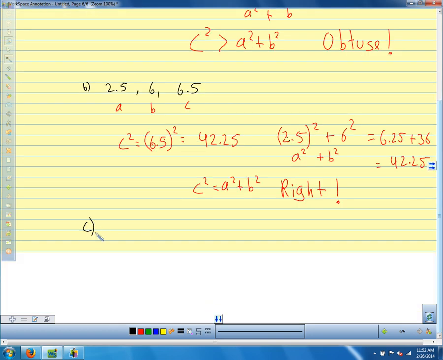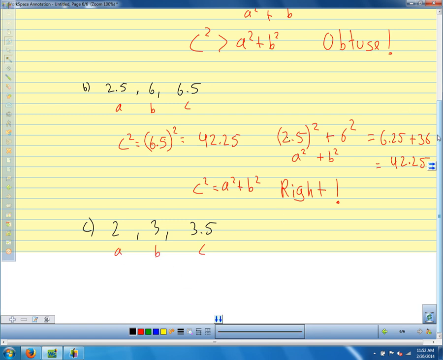All right. Let's look at one last example. 2, 3, and 3.5. And we want to see what kind of triangle this is. So which side is C here? 3.5, that's going to be C here. So the others are going to be A and B.